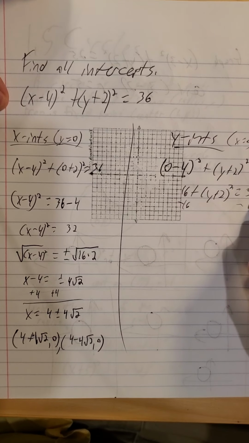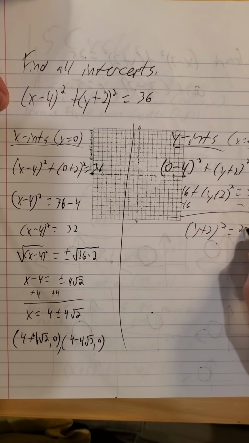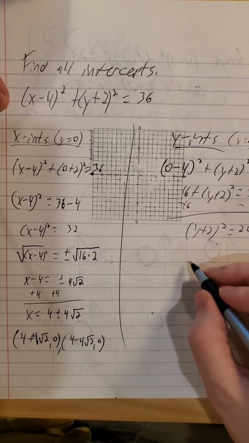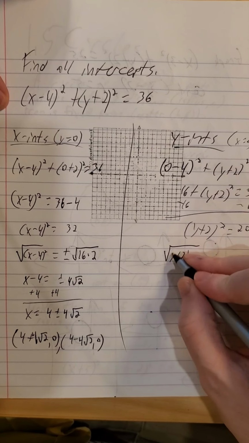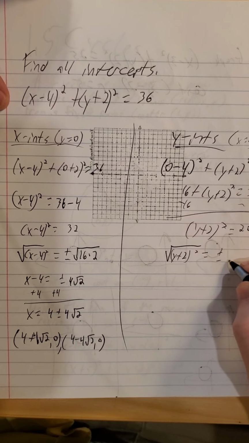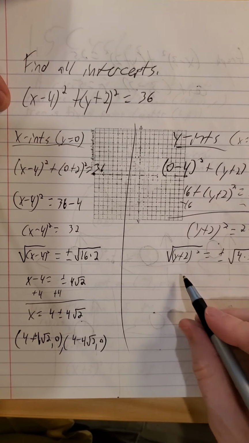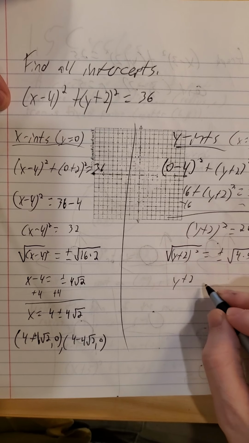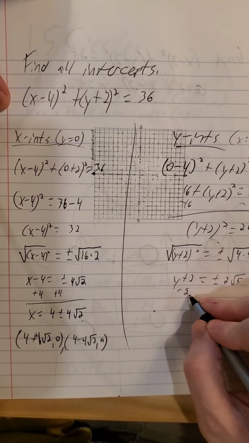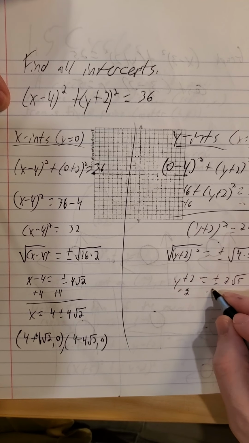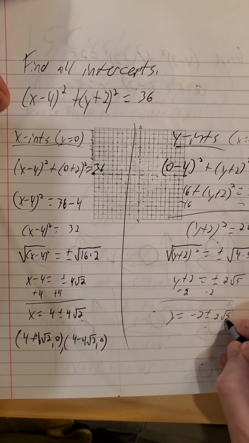Subtract 16 on both sides, so y plus 2 quantity squared is worth 20. Square root of both sides. Plus or minus on the side with a constant. 4 is the biggest perfect square we can factor out of that 20. So y plus 2 is plus or minus 2 root 5. And we'll just subtract 2 on both sides. So y is negative 2 plus or minus 2 root 5.